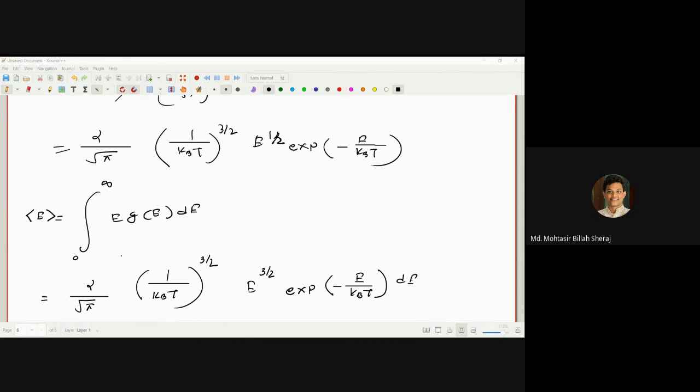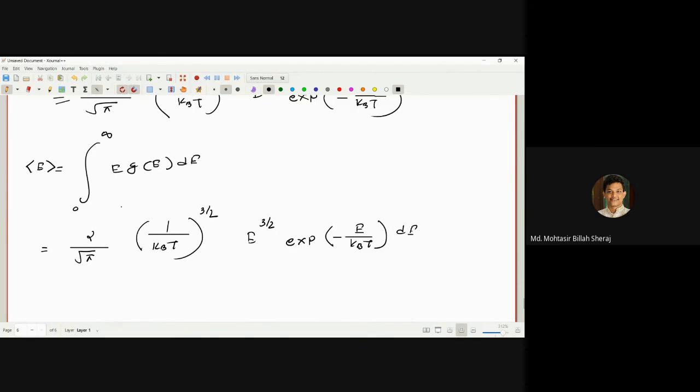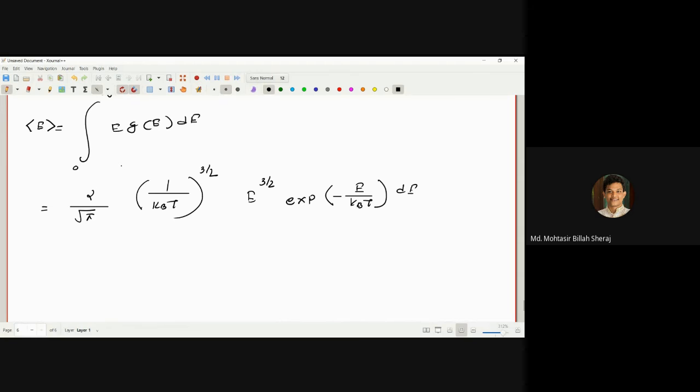So what we can write from here: these are the constants, so we can keep them out of the integration, 1 by kBT whole to the power 3 by 2. We can write it in this form.